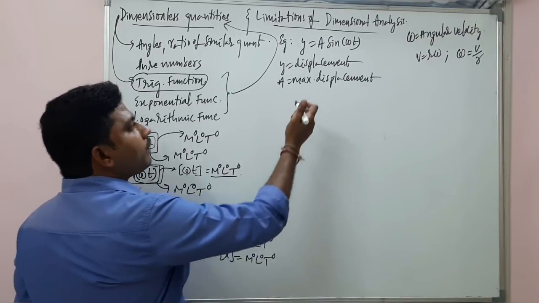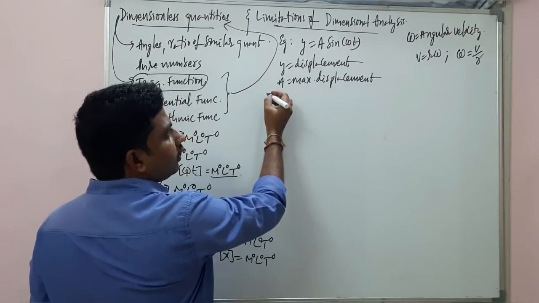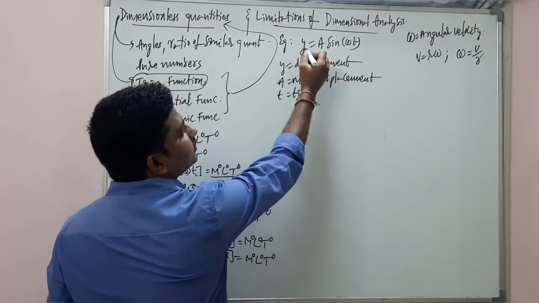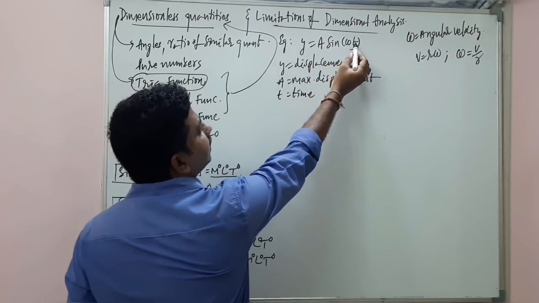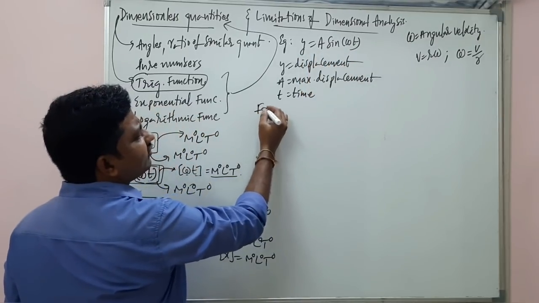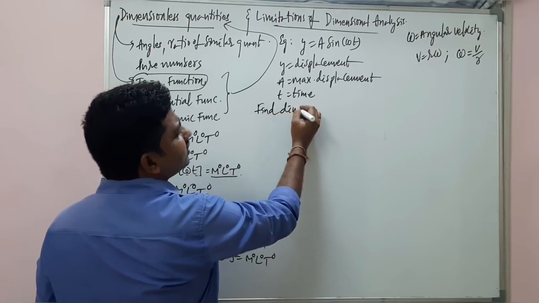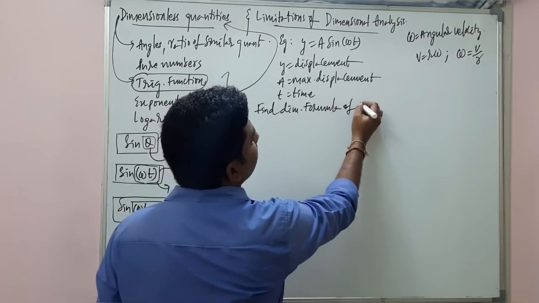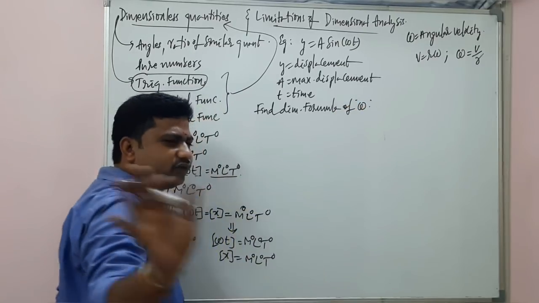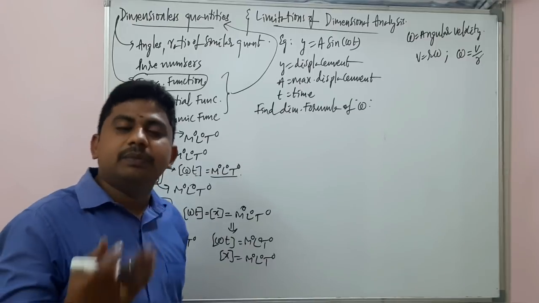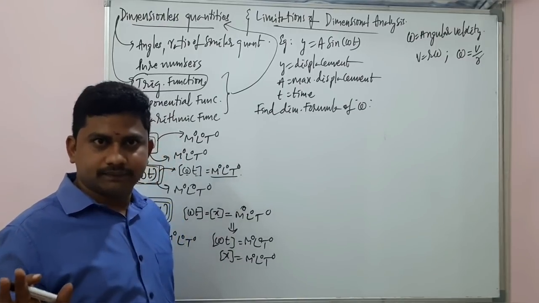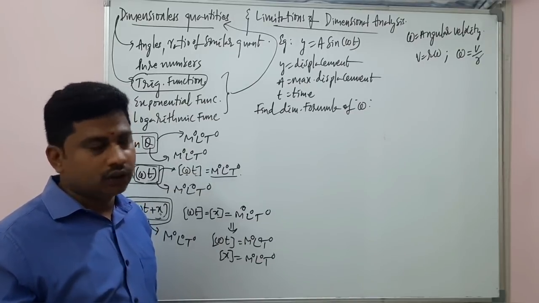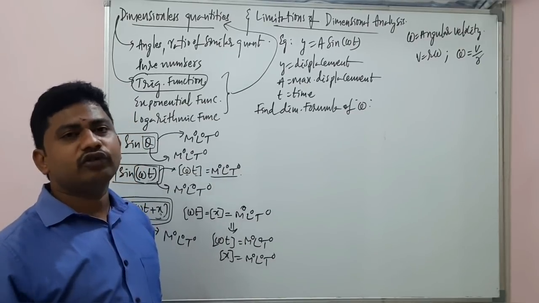Now, the question is, t is time. They mentioned that t is time. y is displacement, a is maximum displacement, t is time. So the question is, find the dimensional formula of omega. What is omega? They have not mentioned. That may be a constant or maybe a physical quantity with dimensions. Okay. Find the dimensional formula of omega.